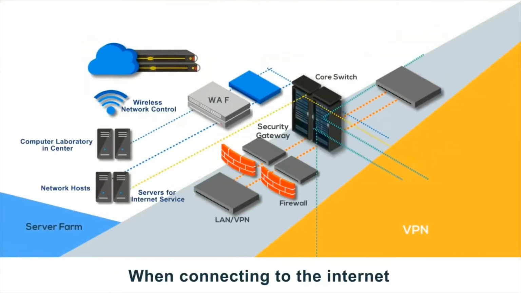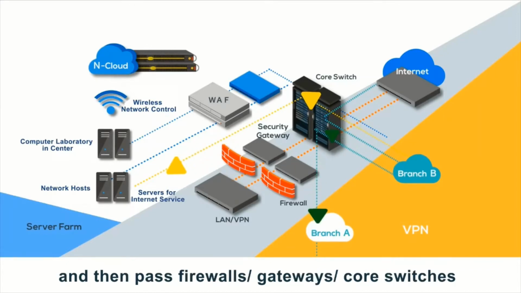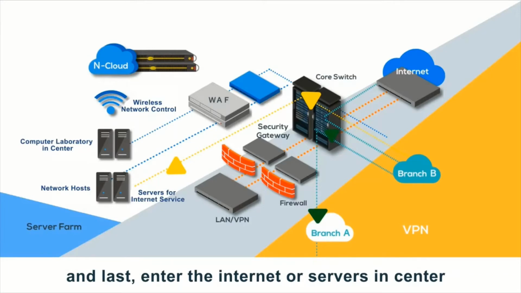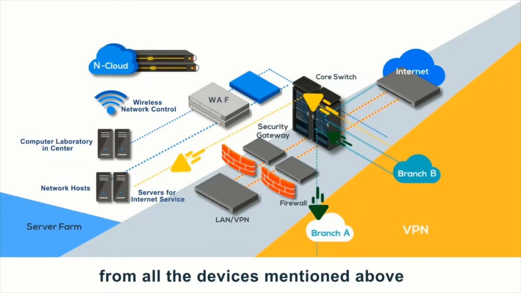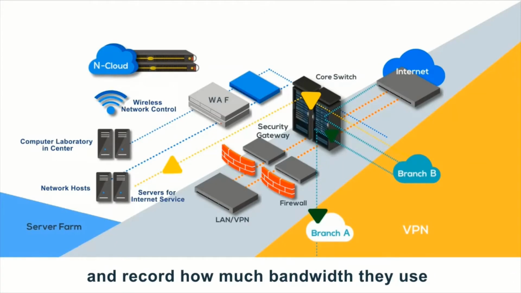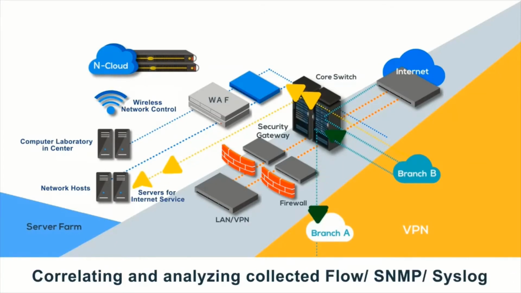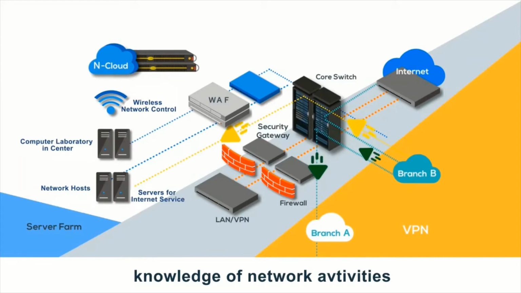When connecting to the internet, the devices of each branch go through VPN first, and then pass firewalls, gateways, core switches, and last, enter the internet or servers in the center. The system can collect data from all the devices mentioned above. It can get source and destination IP and port, and record how much bandwidth they use. Correlating and analyzing collected flow, SNMP, and syslog helps IT administrators have comprehensive knowledge of network activities.